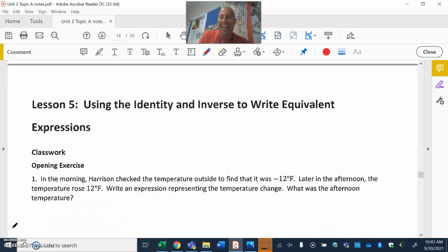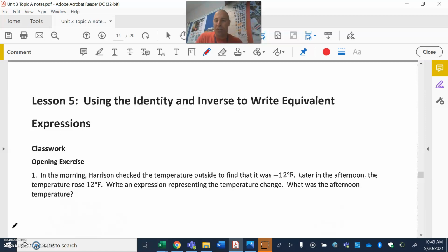Lesson 5, using the identity and inverse to write equivalent expressions. Really what we're doing here is simplifying, a very generic term we use a lot. We're using some of our properties because they are going to start to show up a lot more. It's like, hey, remember us? We talked about us back over here, and we're about to use you over here, so let's remind you about them.